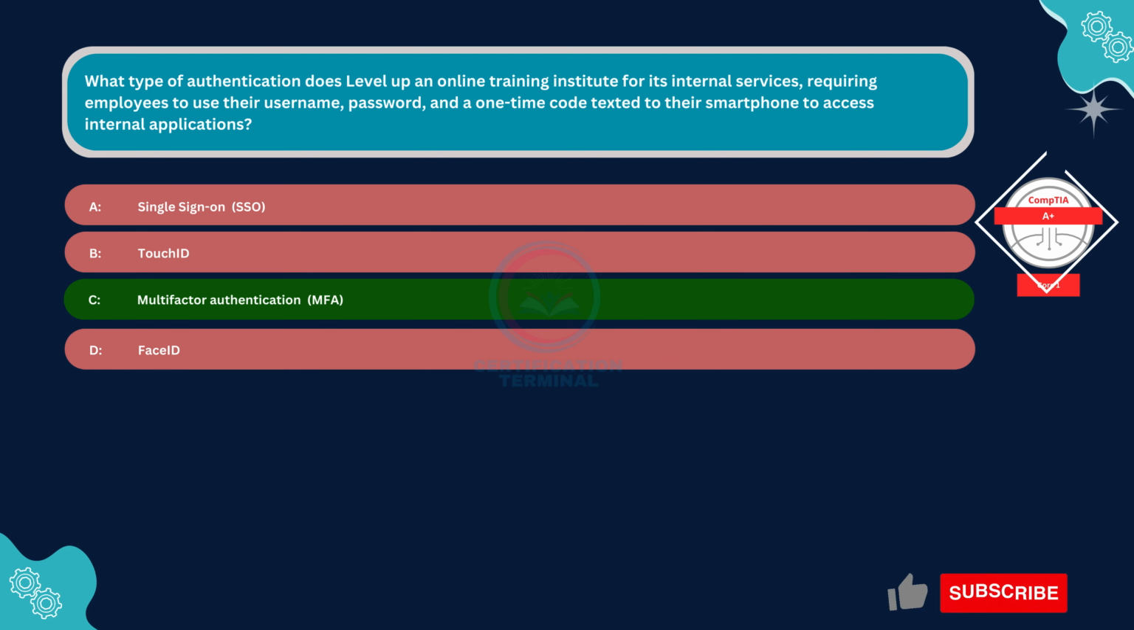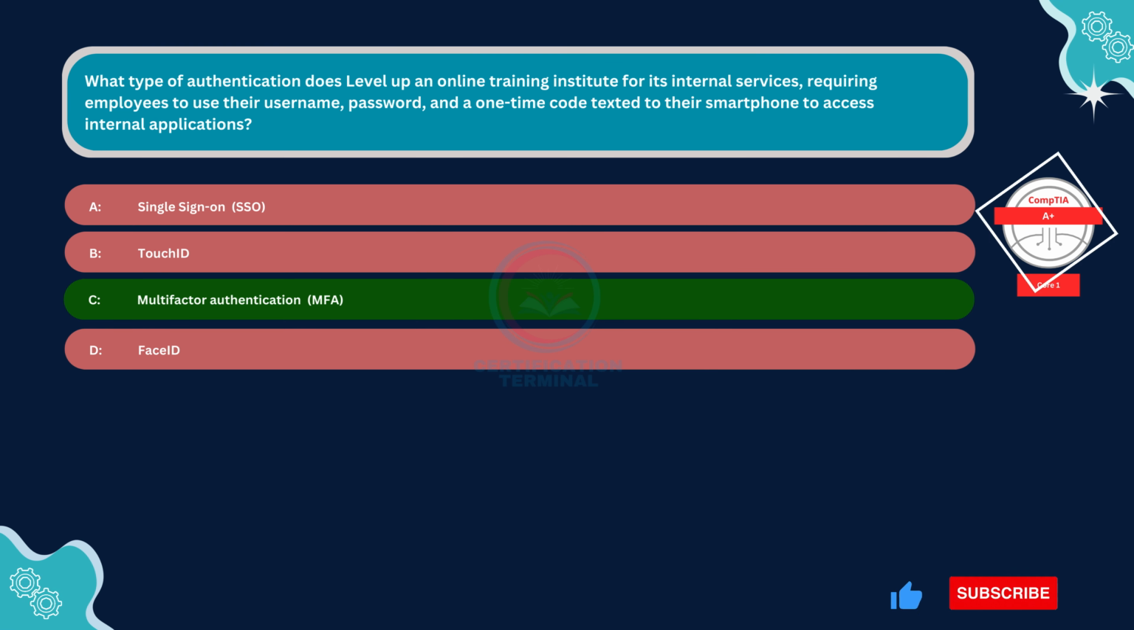Option D, Face ID, is incorrect. Face ID is a biometric authentication method used on Apple devices, allowing users to unlock their devices or authenticate certain actions using facial recognition. While Face ID is a valid authentication method, the scenario describes the use of a one-time code texted to employees' smartphones for additional authentication, which is not related to Face ID.